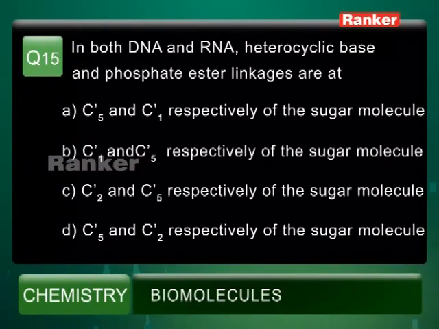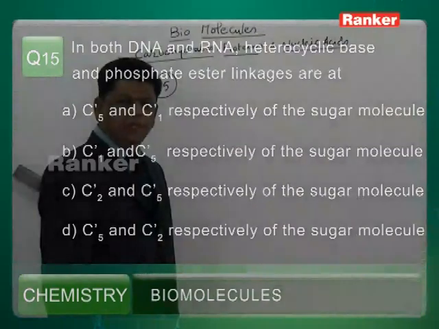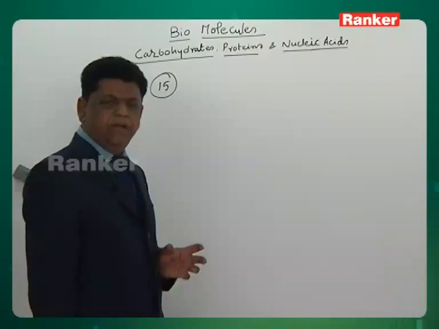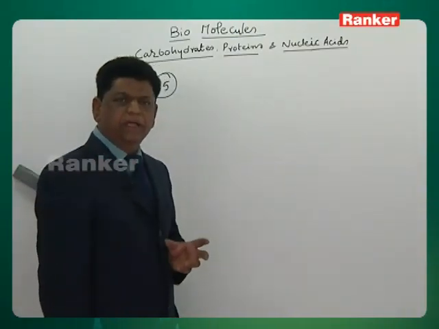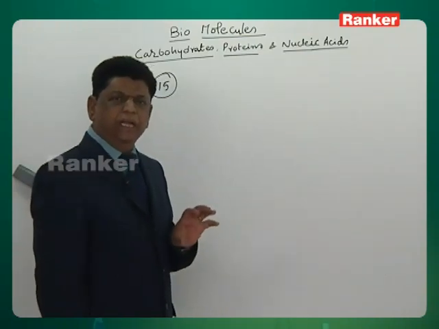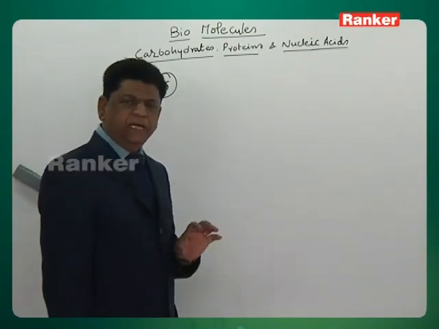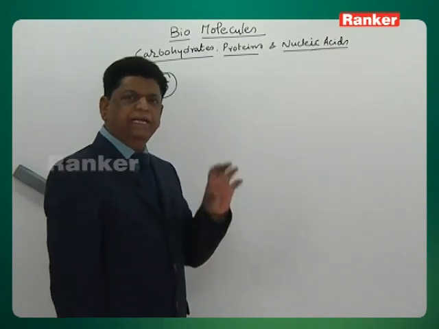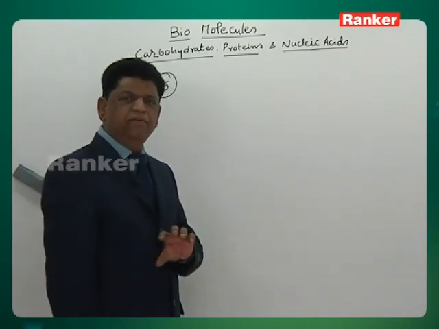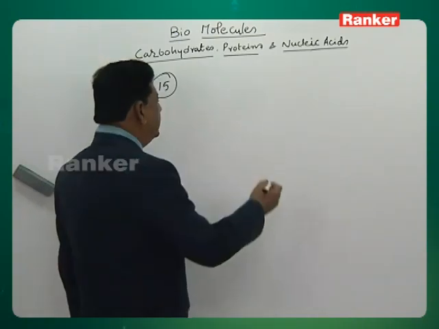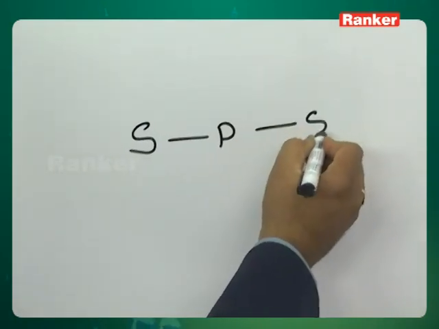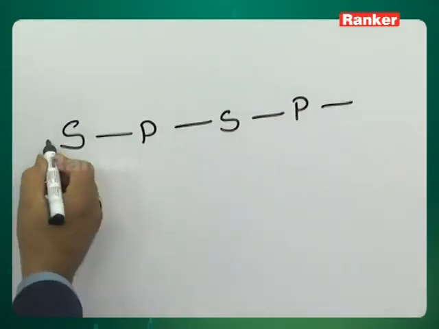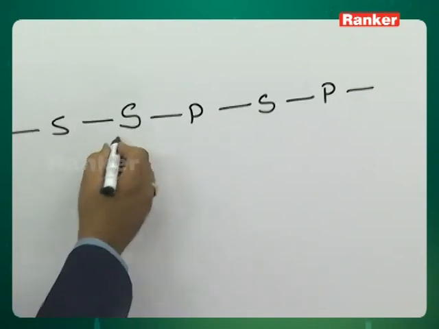In both DNA and RNA, heterocyclic base and phosphate ester linkages are involved. So there is a carbohydrate, mainly either ribose or deoxyribose, with a difference at the second carbon. But the ribose is present in both the DNA and RNA. At the first carbon, we will have a base attachment. The third and fifth will have a phosphate. So a sugar will be attached through the phosphate, and again a sugar, and again a phosphate, and so on. A long chain of sugar phosphate will be there.